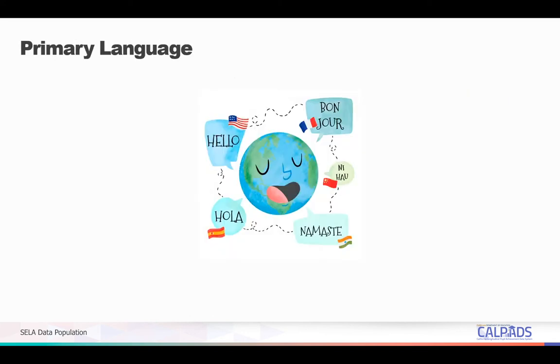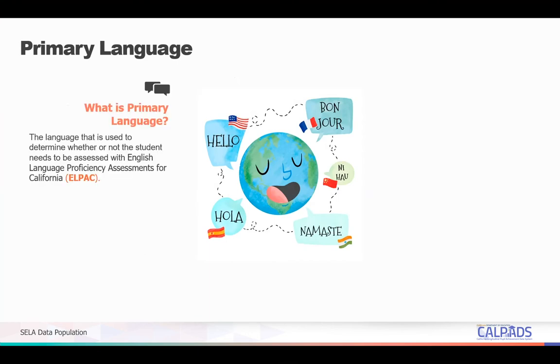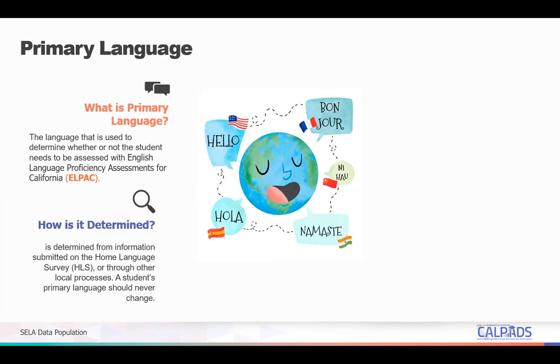So let's first tackle primary language. The primary language is used to determine if a student needs to be LPAC tested or not. The primary language is determined through the home language survey or through other local processes that you might be employing at your LEA. A student's primary language should never change.